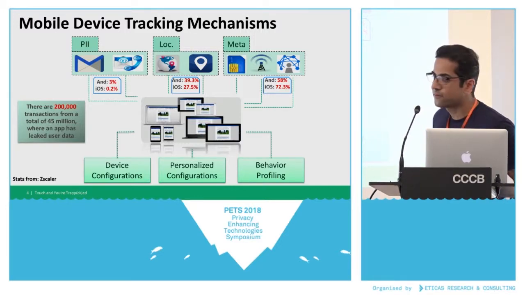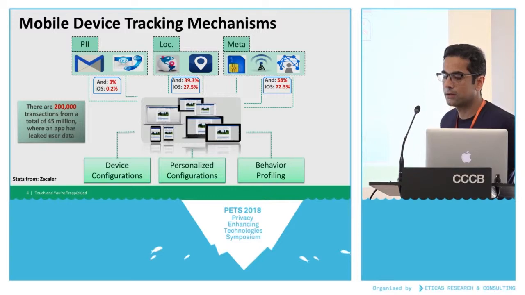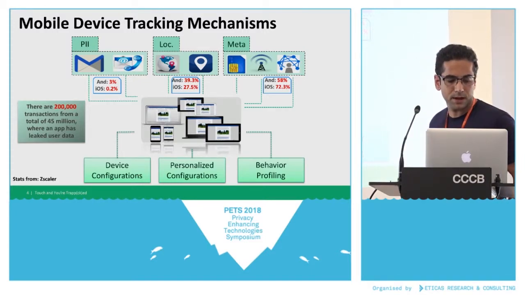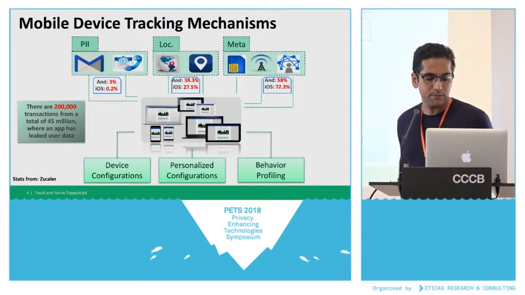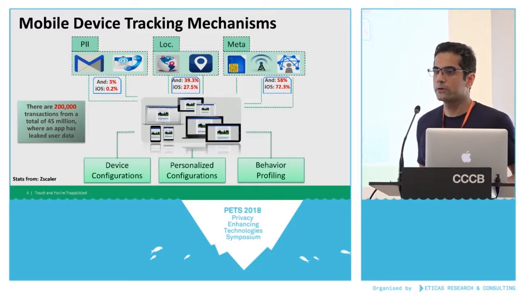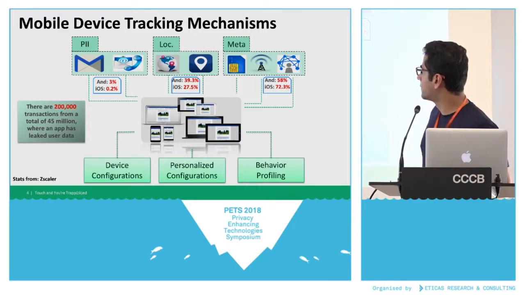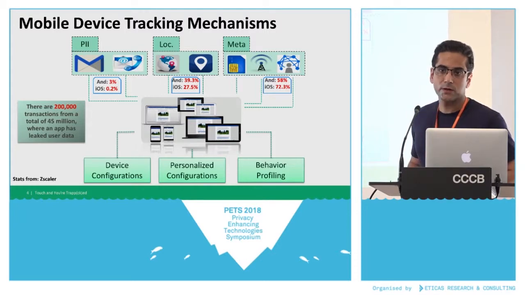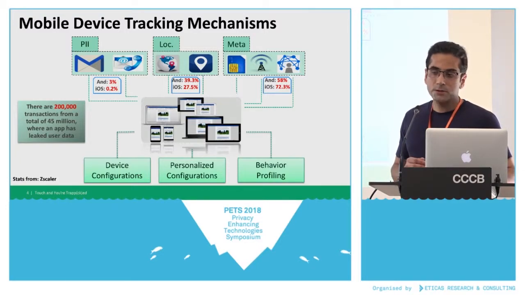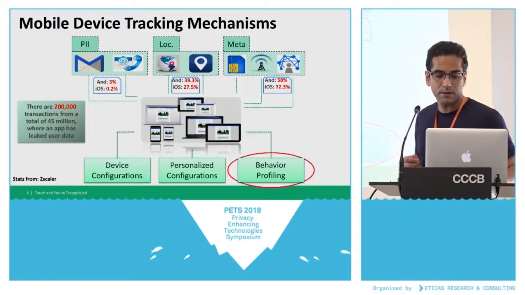Some of this information is meta information, like the device ID. Some of it is location information. Some of it is even more personal, like email addresses and contact information. These details could be used to track users. Tracking could be done using the device configuration, how you have personally set up your phone, and could also be done through user behavior, which is the focus of the talk today.